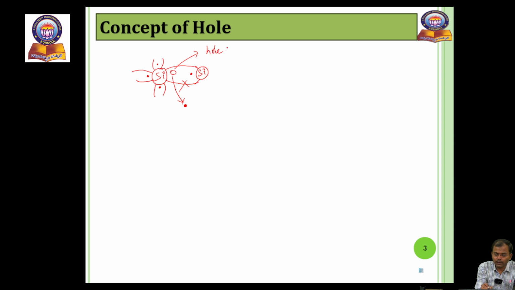this empty space is called a hole, and this hole is not a physical particle. We represent the hole as an empty space, so it is only a concept to understand the empty space which is called a hole. And these holes are positively charged. So this is about what a hole is. If any covalent bond is broken, one electron becomes free, and it will create one empty space in that covalent bond. That empty space is called a hole.